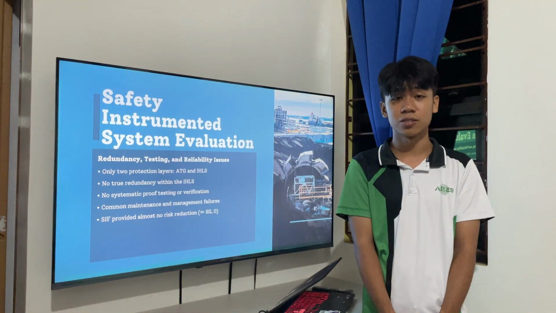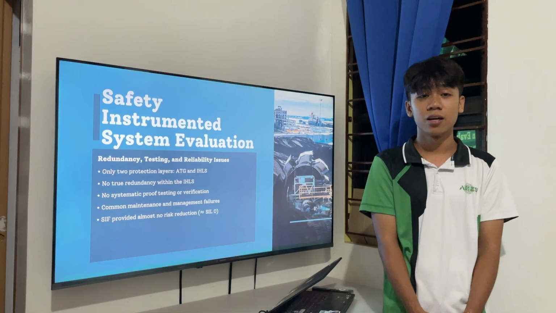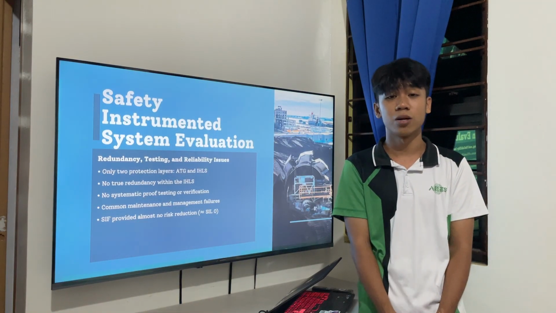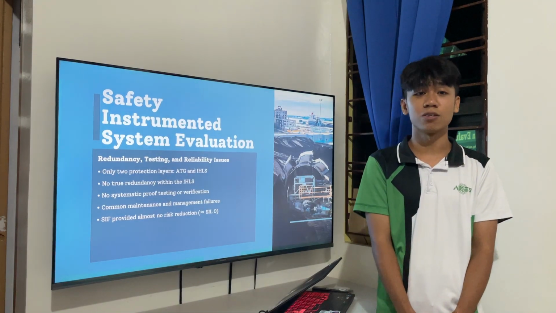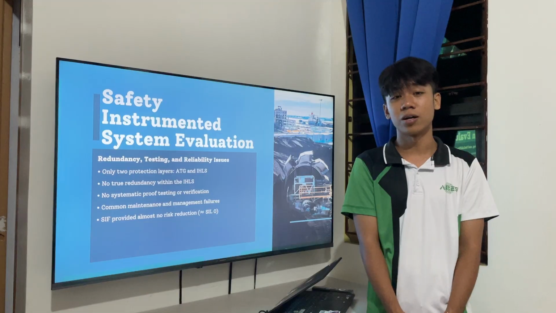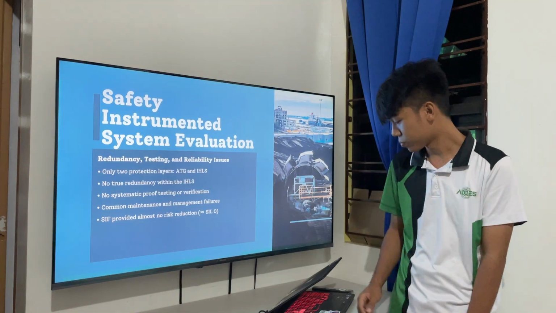The Buncefield disaster demonstrates that safety depends not only on having safety instruments, but on how well they are maintained, tested, and managed. Ultimately, this was a failure of process safety management rather than just a technical failure.